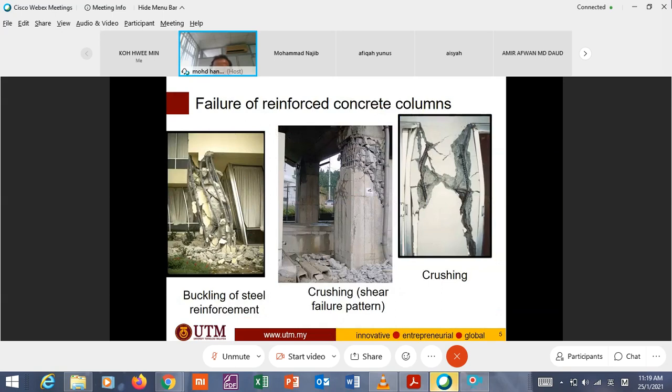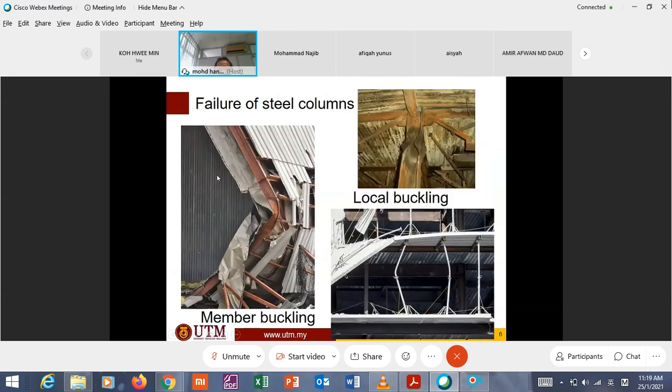This is a concrete column, where you see here the reinforcement. Sorry, you see this reinforcement buckle. Because concrete is brittle, it fails first, before the reinforcement, but the reinforcement is still ductile. Due to ductility, it prevents this building from collapse. That's the advantage of steel reinforcement.